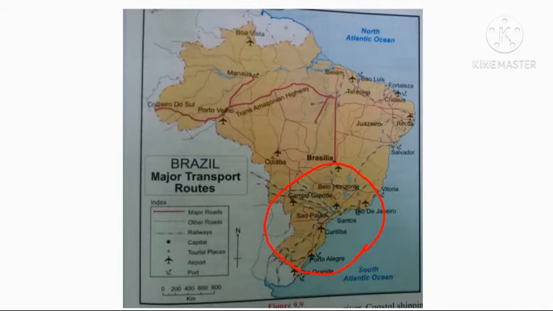Fifth question. In which part of Brazil do you see a lesser development of transport network? What could be the reason? A lesser development of transport network we can see in the northern part of Brazil. What are the reasons? The reasons are inaccessibility, or it is an interior part. Which area is it? It is the Amazon river basin. So its rugged topography and the dense evergreen forest are the reasons for this less network of transport.